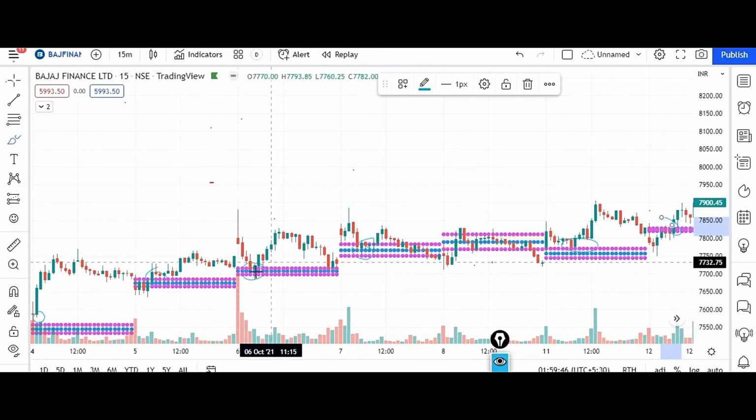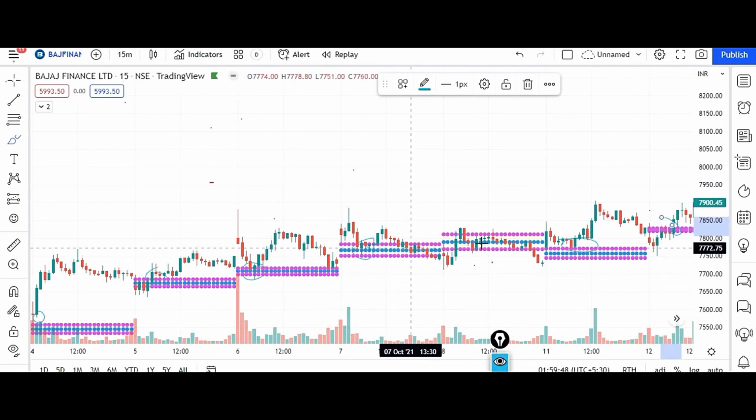It gives opportunities by hitting the CPR and bouncing, again and again. If it is in ascending order, it means it is in an uptrend, so you can take entries every time it hits the CPR level. Same way in the downtrend also.